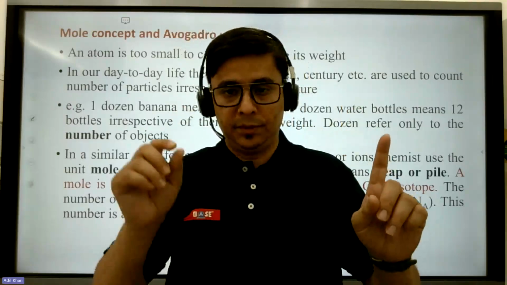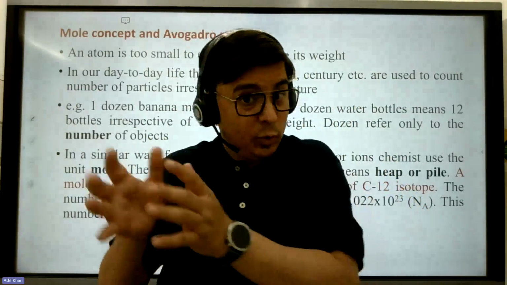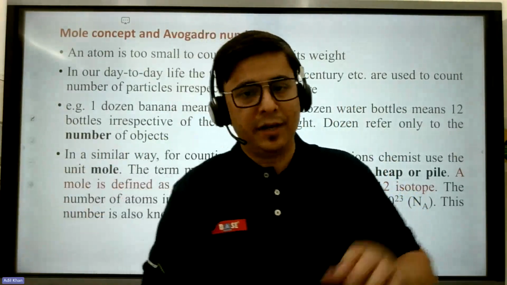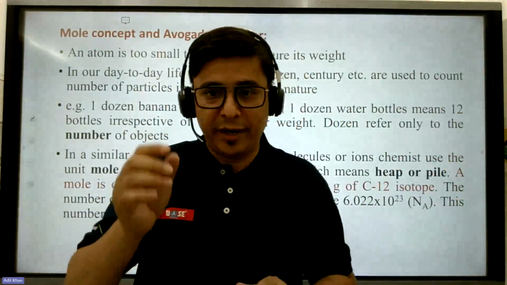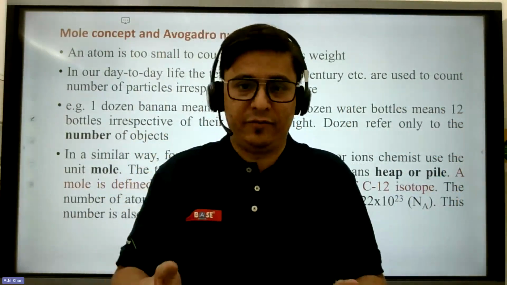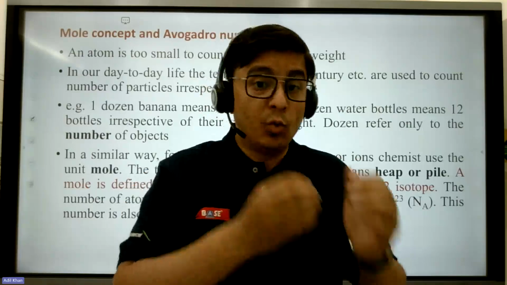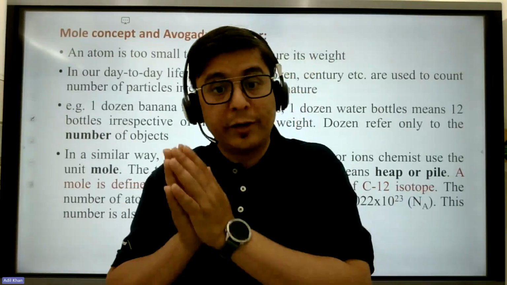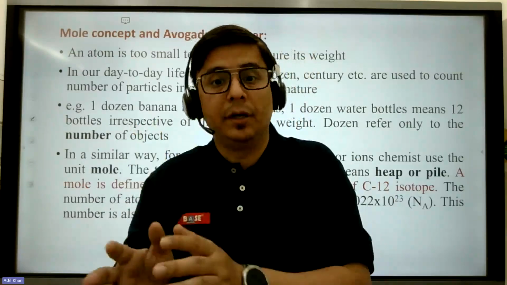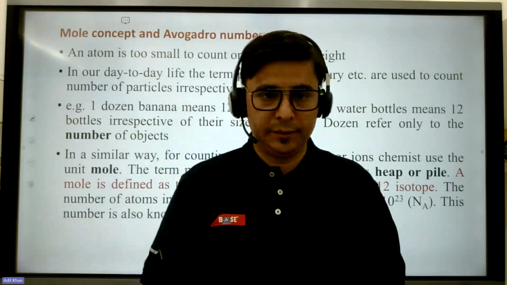Couple means 2. That number 2 has a name, two. Similarly, 1 dozen means 12. That 12 has a name as well. Similarly, 1 mole means 6.022 into 10 to the power 23. That number's name is Avogadro number.